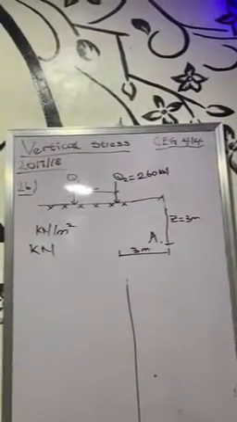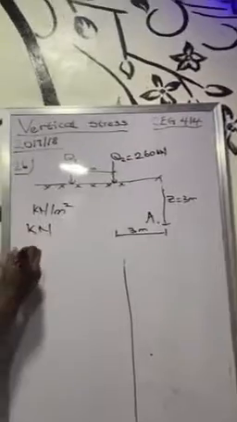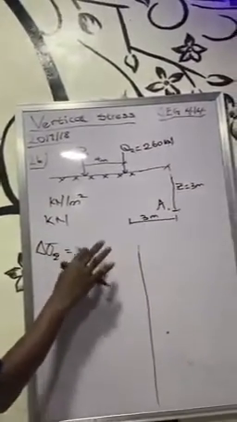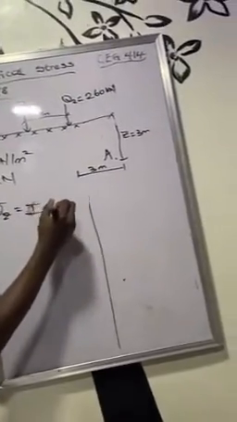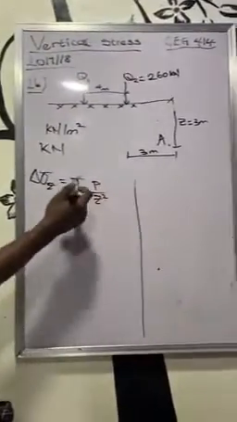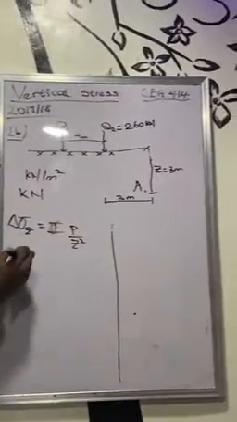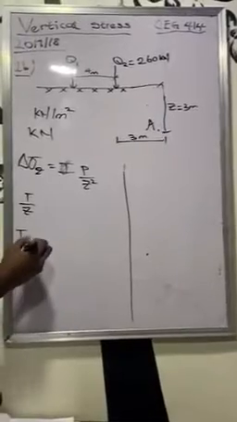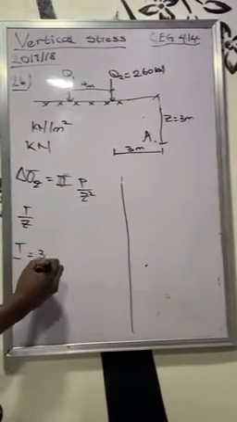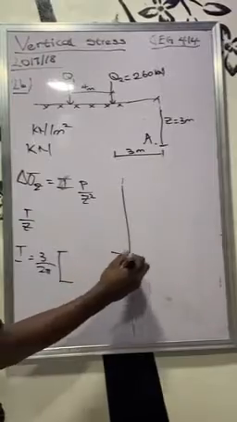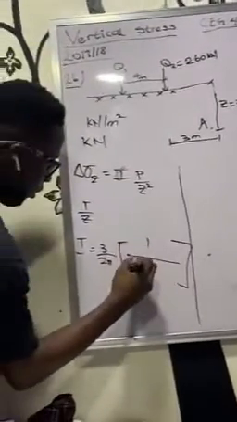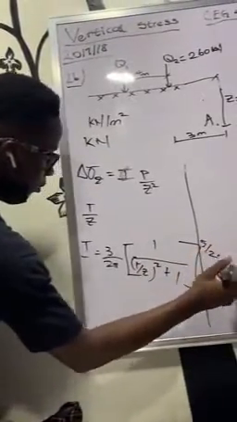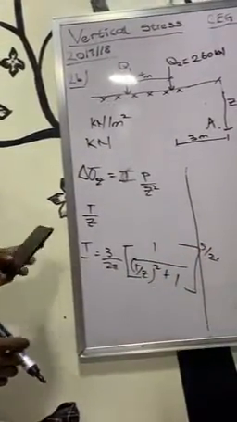So to start this question, back to the same equation I gave, where this is equal to I P all over Z squared. There's a table to get influence factors, and it is dependent on R over Z. So rather than going through the long process of writing that formula where I is equal to 3 over 2 pi into 1 over (R over Z) squared plus 1 to the power 5 over 2, we just have a table that you can check for values.